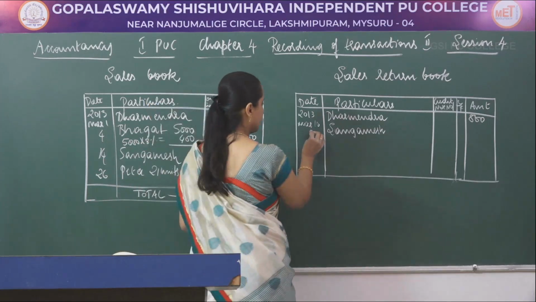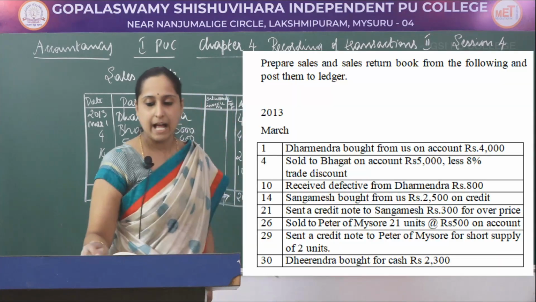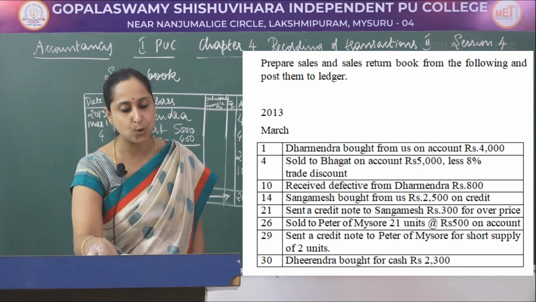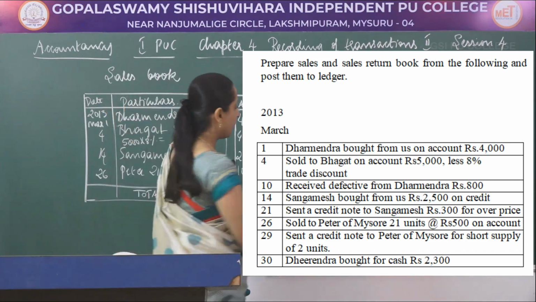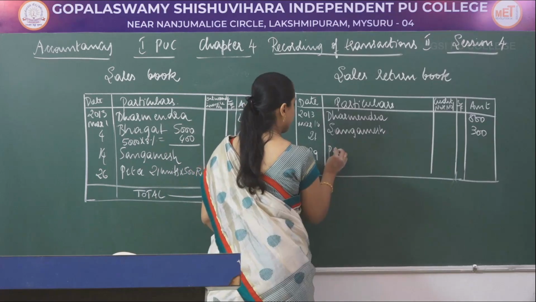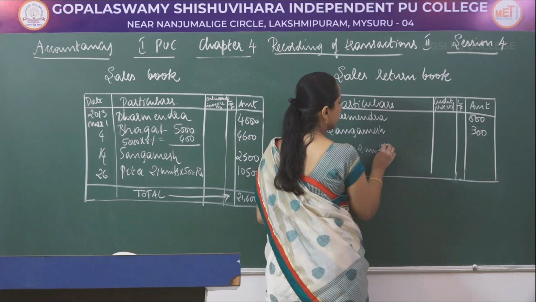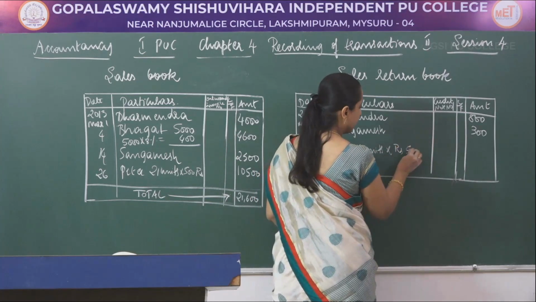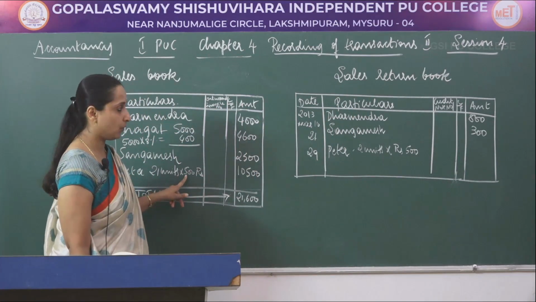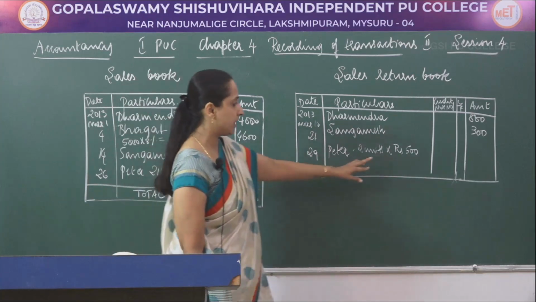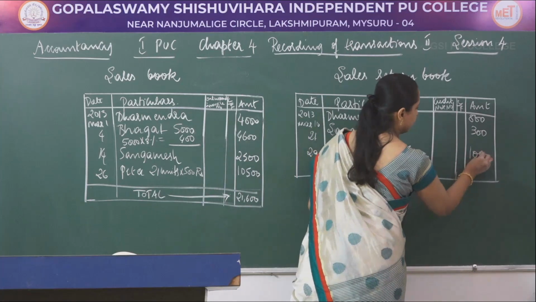Date is 21st, amount is 300. And on 29th, sent a credit note to Peter of Mysore for short supply of 2 units. So on 29th, 2 units, there was a short supply and per unit it was 500. They have already given that in the problem. So 2 units is returning, and per unit it is 500. So 2 units into 500 comes to 1000.